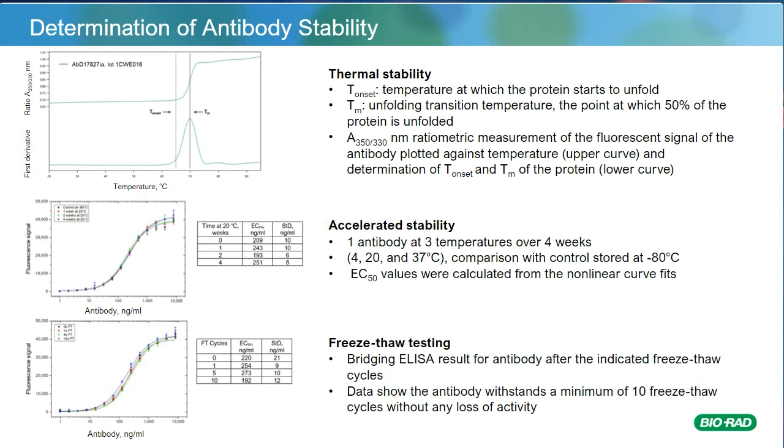Finally, we can also look at freeze-thaw testing. In this example, we use a bridging ELISA and look at an antibody after the indicated freeze-thaw cycles. So, for example, anywhere between 1 and 10. The data here showed that with this clone, the antibody could withstand a minimum of 10 freeze-thaw cycles without any loss of activity.